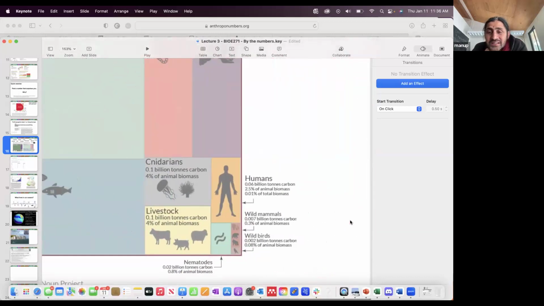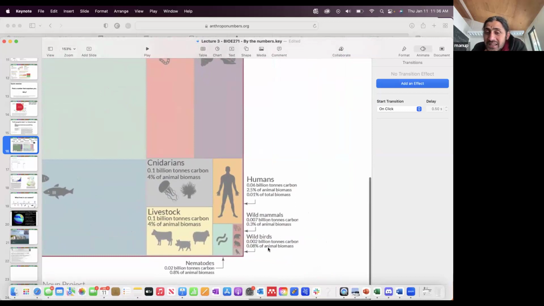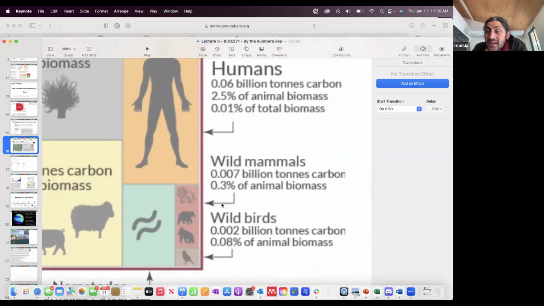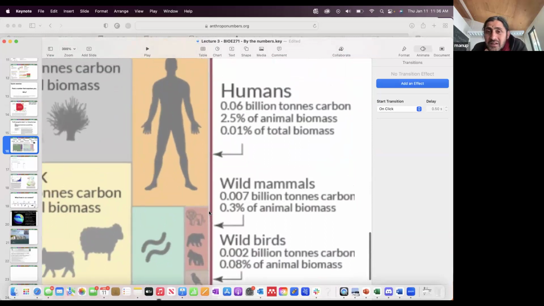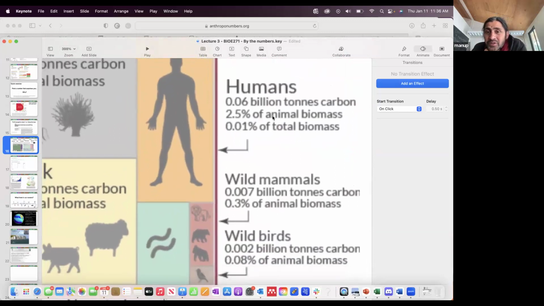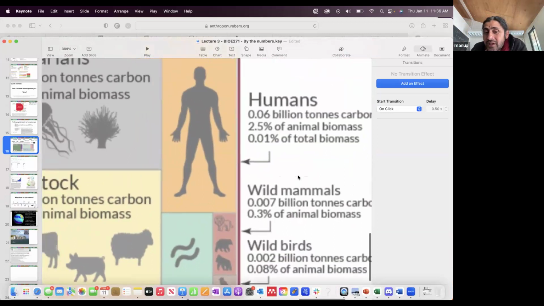And look at this, what we all deeply care about sometimes. This is the current estimate. It never used to be that way, but look at just humans and wild mammals. Humans are 2.5% of the animal biomass, and wild mammals are 0.3% of the animal biomass. So humans far surpass them at this point in total biomass.